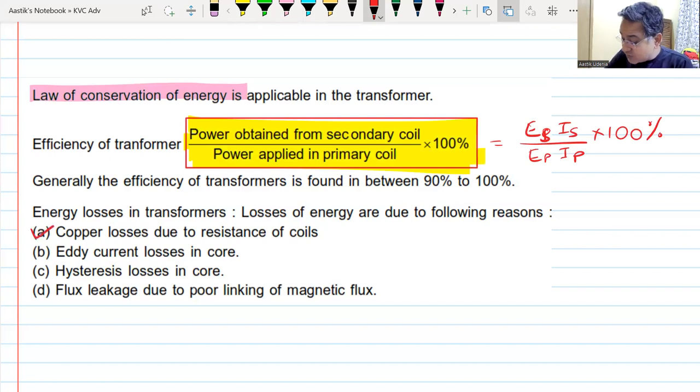What are the energy losses? Copper losses due to resistance of coil, eddy current loss. There was a question based on this. Repeatedly, the core gets magnetized and demagnetized. Because of that, there is loss of eddy current and hysteresis as well due to flux leakage. Whatever flux is there in the primary, the same flux does not come in the secondary, and therefore we have some losses here. I'll give you 2 minutes to note this down. All these are theoretical aspects, and I think you would be knowing them.